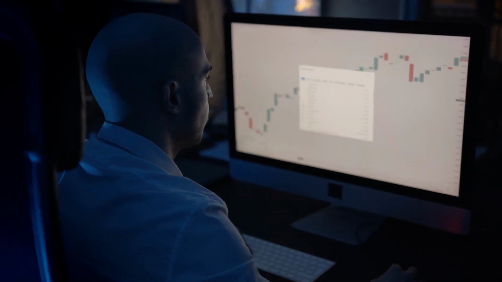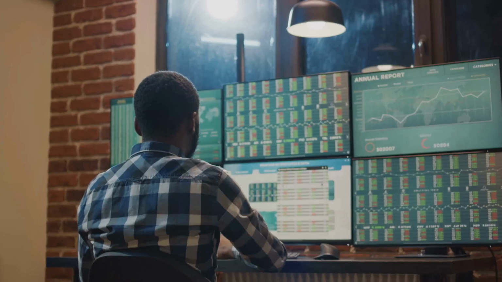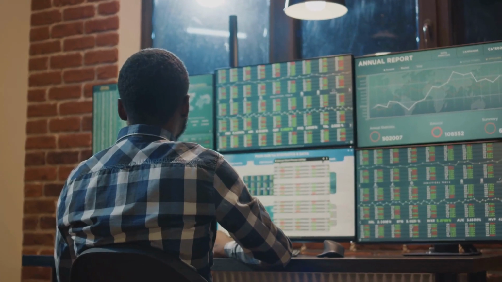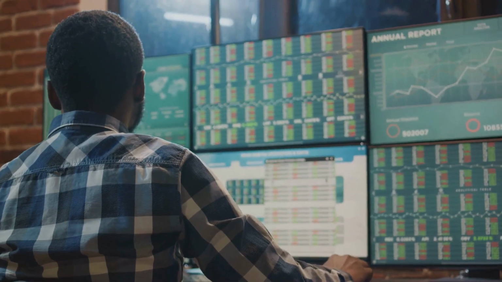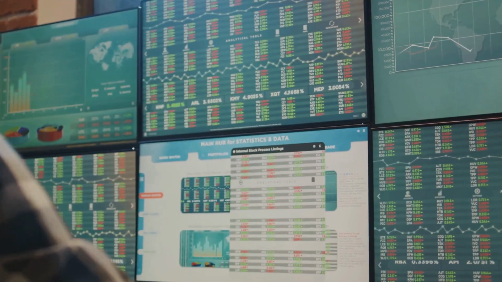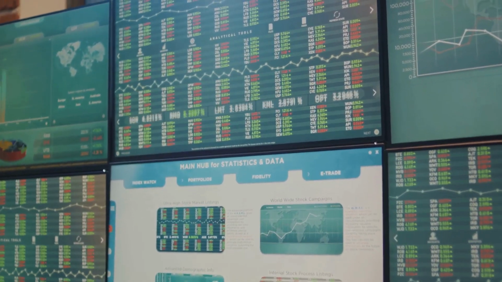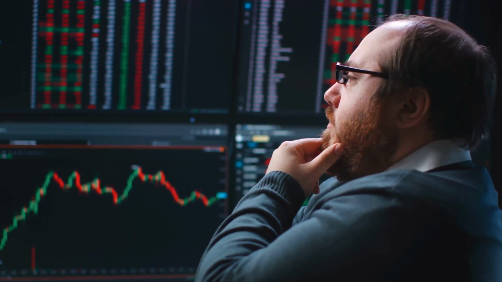Now let's consider a scenario where a trader is eyeing a potential investment in a manufacturing company. The stock has been on a downward trend, but the Moving Average Convergence Divergence, or MACD, has just performed a bullish crossover, indicating that the trend may be about to reverse. The trader decides to buy the stock, and sure enough, it starts to rally in the coming weeks.